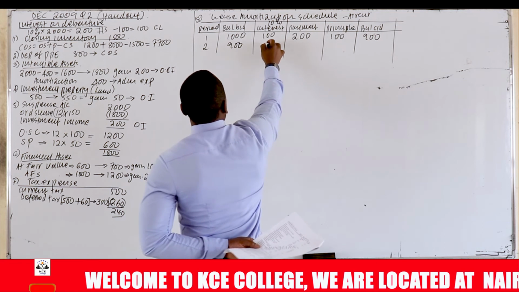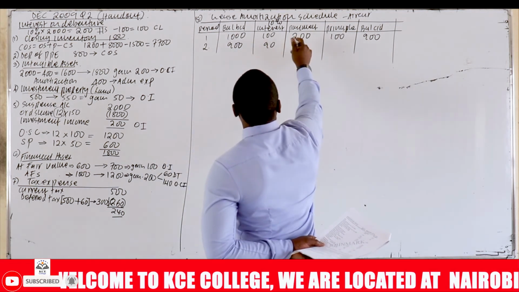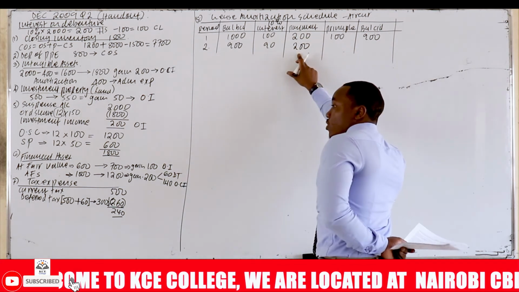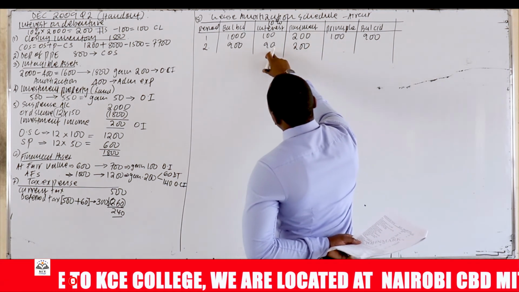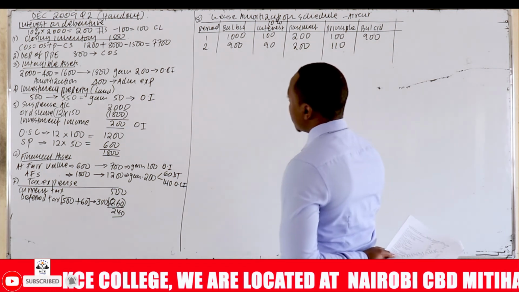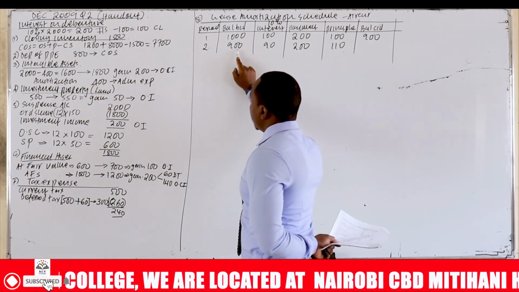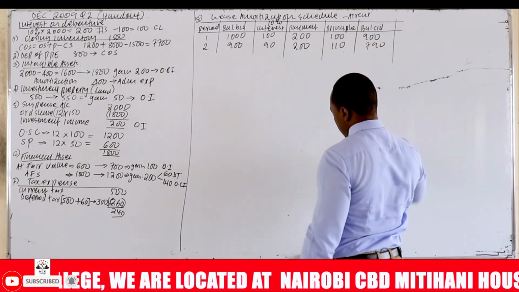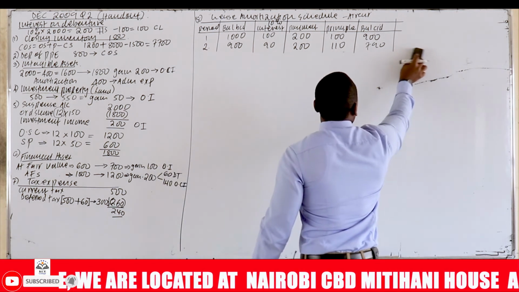The balance carried down becomes the opening balance, 900. Interest is 10%, so it will be 90. The payment does not change. Payment is 200, of which the interest was 90. So how much was the principal? It's 200 minus 90, you get 110. To get the balance carried down, you take the balance brought down and deduct the principal. 900 minus 110, and you get 790. Good.